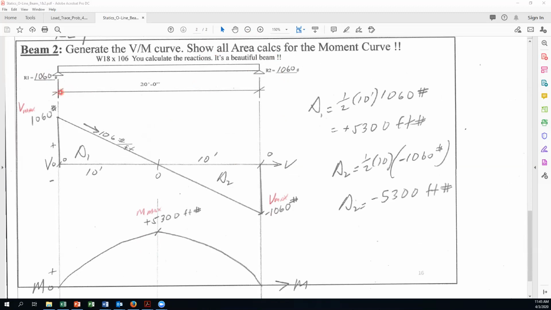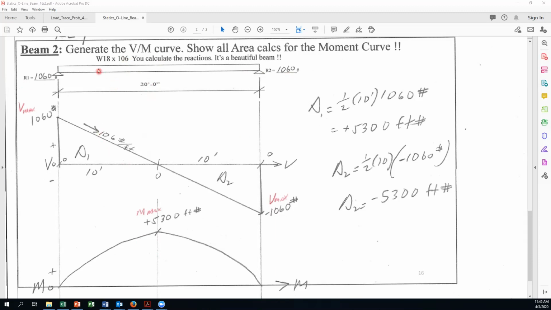So each reaction is responsible really for a tributary length of the span of 10 feet. So it's 106 pounds per foot times 10 feet. There's your end reaction, 1,060 pounds. And then the other one is the same.